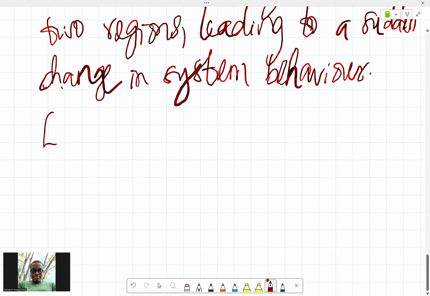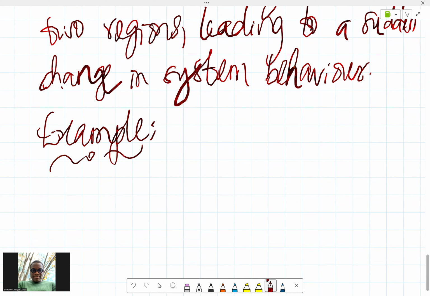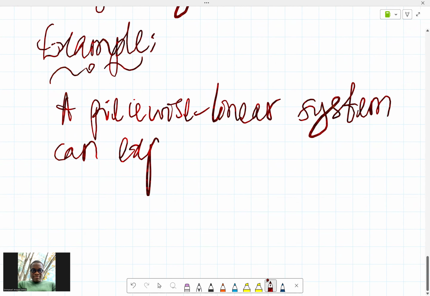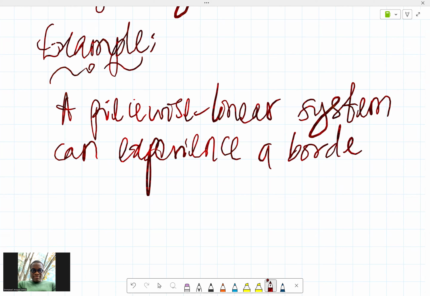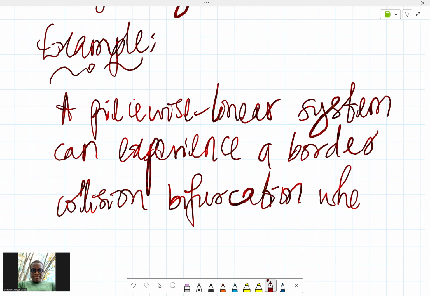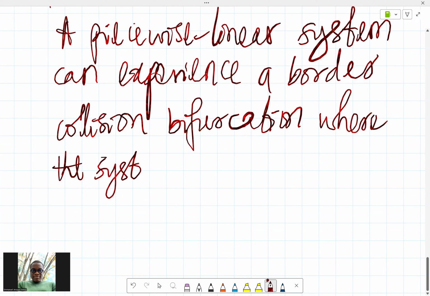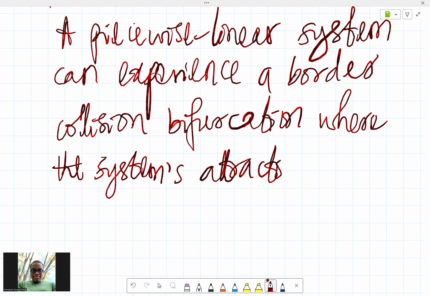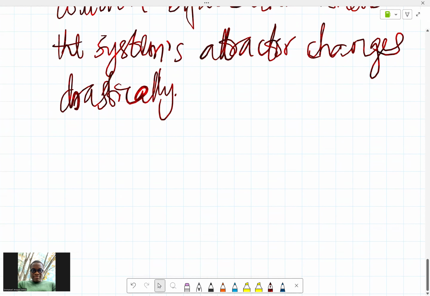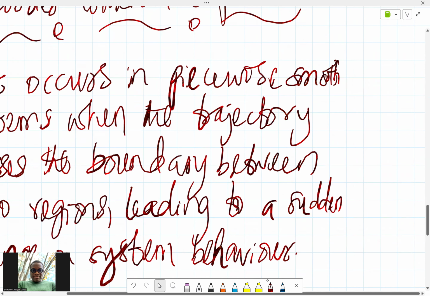An example of this would be a piecewise linear system, which can experience a border collision bifurcation where the system's attractor changes drastically.